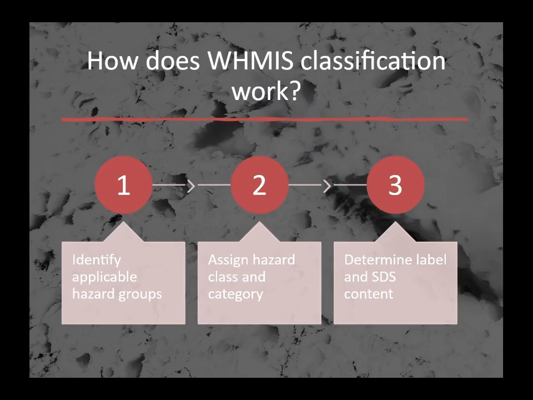First, the supplier must identify all applicable hazard groups, primarily physical hazards and health hazards. Second, within these groups, they assign a specific hazard class and category. Finally, based on the assigned hazard class and category, they determine the exact label and SDS content that are legally required to communicate the hazards effectively.